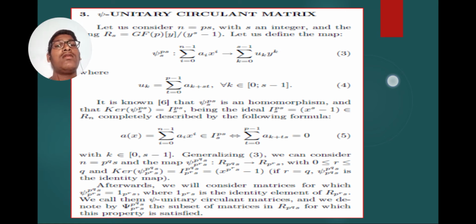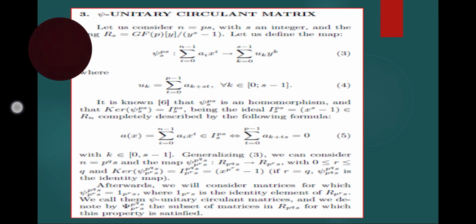Considered as the fourth equation, it is known that it is a homomorphism, and that its kernel equals the ideal I_{p^s}, being the ideal I_{p^s} equals x^s minus 1 belonging to R_n, completely described by the following formula: A(x) equals the sum for i from 0 to n minus 1 of ai x^i belongs to I_{p^s} if and only if the sum for t from 0 to p minus 1 of a_{k+ts} equals 0, as the fifth equation, with k equals 0 up to s minus 1.